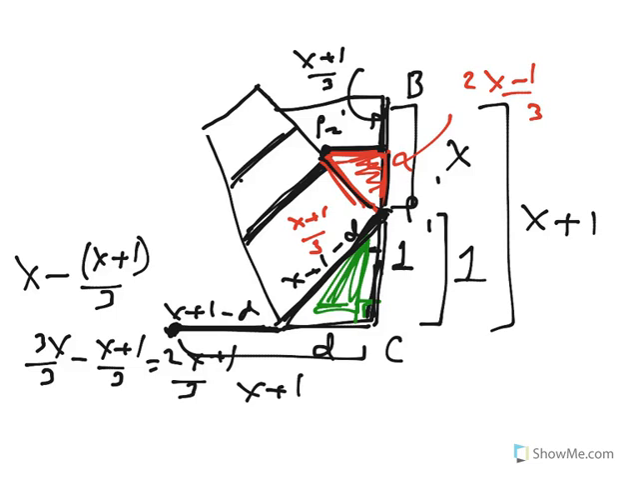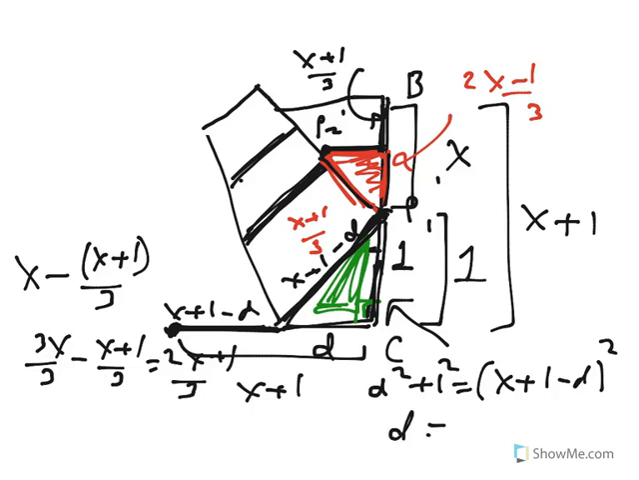Now if I do the Pythagorean theorem with this green triangle, I get d squared plus 1 squared equals (x plus 1 minus d) squared. And without doing all the work on this, I will tell you that you do FOIL, these x squareds cancel out, and eventually you end up with d equals (x squared plus 2x) over (2x plus 2). That's what d ends up becoming. You can verify that for yourself.